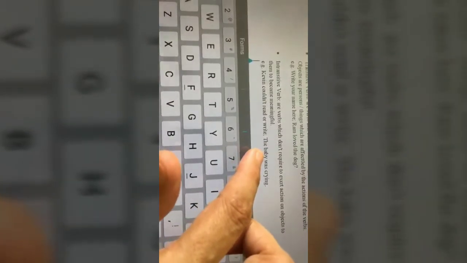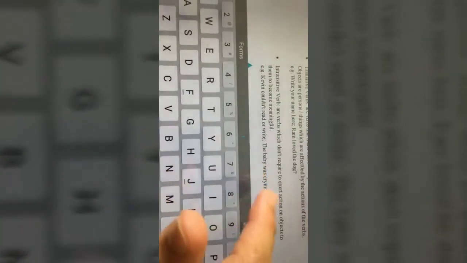Auxiliary verbs we'll be discussing very shortly. Okay, let's look at the second example. The baby was crying. Is there an object in the sentence? Absolutely not. There is a subject called baby. Was again is an auxiliary verb, and crying is the main verb, or the intransitive verb.